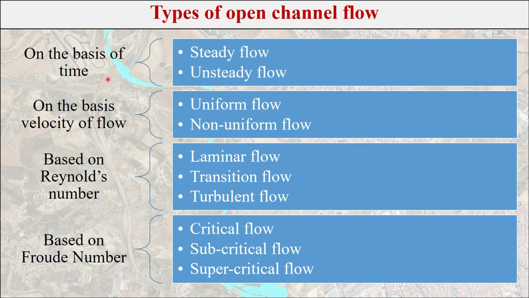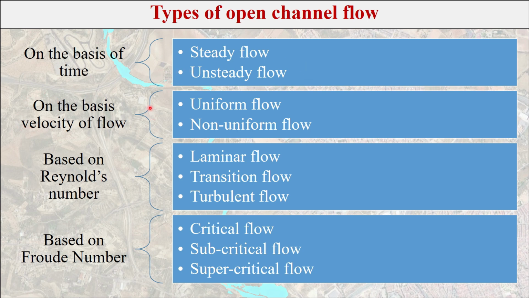On the basis of time, we can divide the flow into steady flow and unsteady flow. In steady flow, the flow parameters like velocity, depth, water surface elevation, etc. remain constant with respect to time. But in unsteady flow, the flow varies with respect to time.